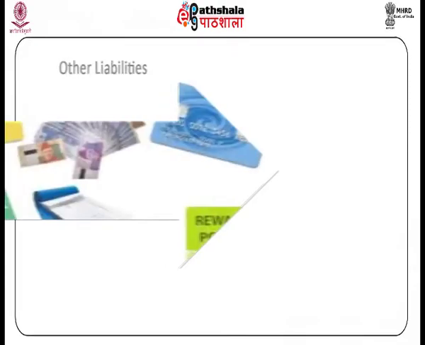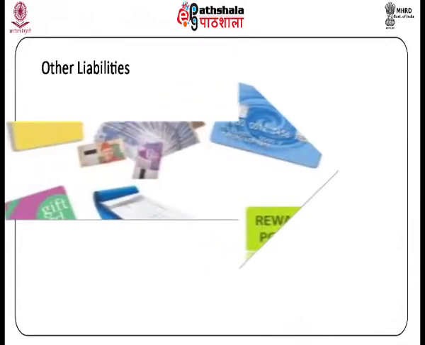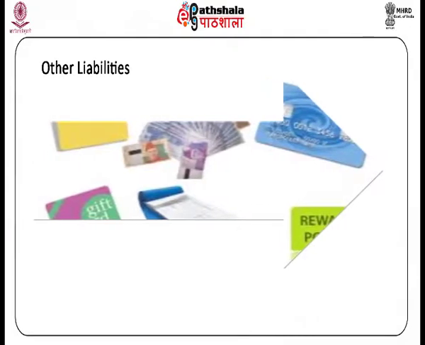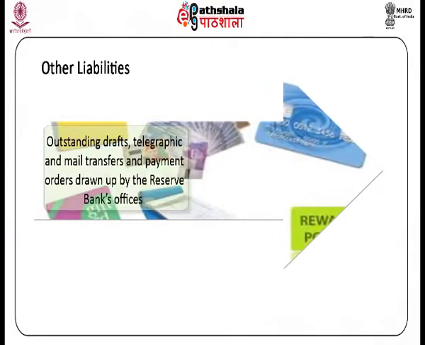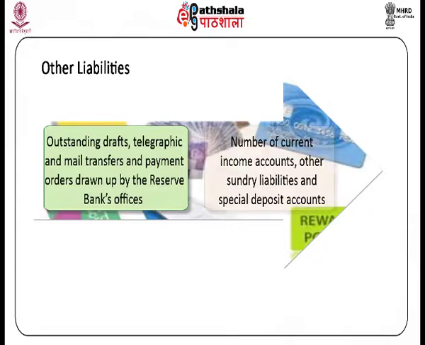The final set of liabilities include a broad head of other liabilities, and bills payable include mainly outstanding drafts, telegraphic and mail transfers, and payment orders drawn up by the Reserve Bank's offices. Besides the reserves and revaluation accounts, other liabilities include a number of current income accounts, other sundry liabilities and special deposit accounts such as the Resurgent India Bond, India Millennium Deposit Maintenance of Value accounts.